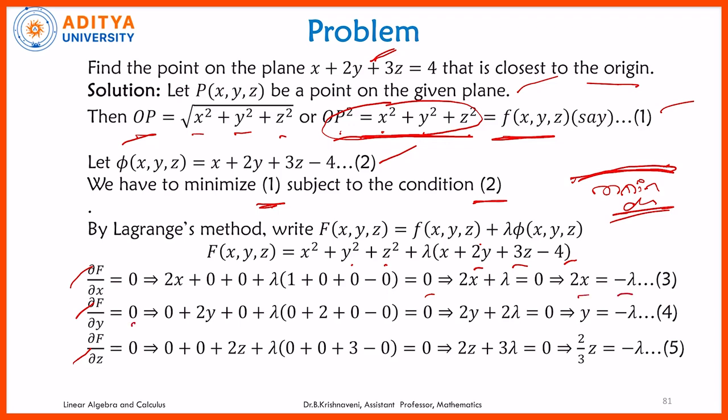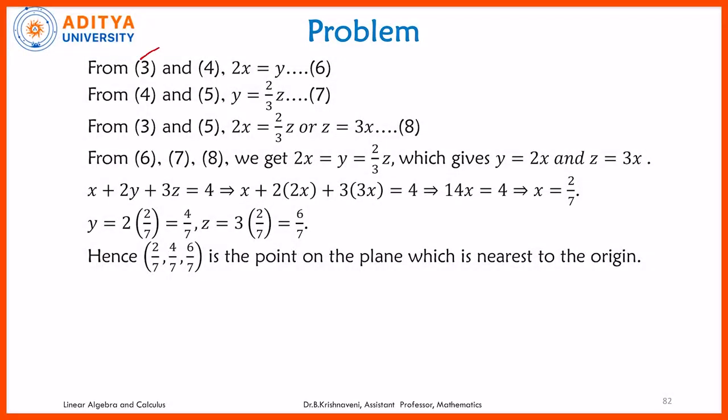Next, ∂F/∂y = 0: 0 + 2y + 0 + lambda, all zeros except this. From this you get 2y = -lambda. And by taking ∂F/∂z = 0 with respect to z: 2z + lambda into 3, which gives 2z + 3 lambda = 0, so 2z/3 = -lambda. Let us represent these three with equation number 3, equation number 4 and equation number 5.